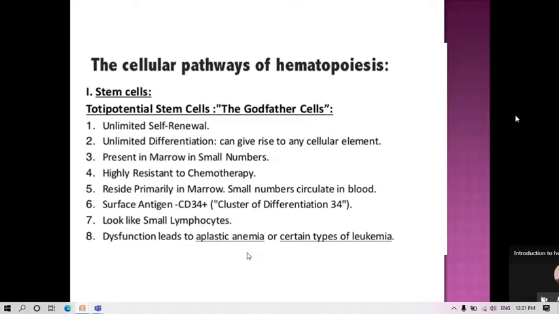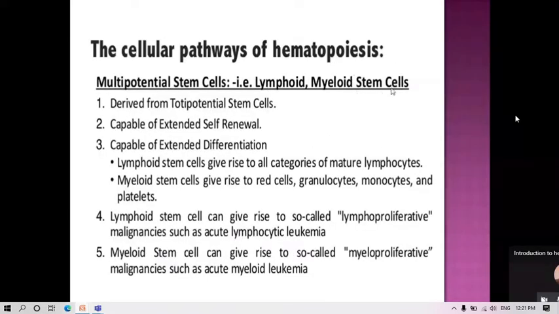So from pluripotent, we have multipotential stem cells. They go either into the lymphoid channel or into the myeloid stem cell channel, and they are capable of extended differentiation. If there is some problem in the lymphoid stem cells, there will be lymphoproliferative malignancies such as acute lymphoblastic leukemia, and there are more. And if there is any disturbance in the myeloid stem cell, it can give rise to various myeloproliferative malignancies.